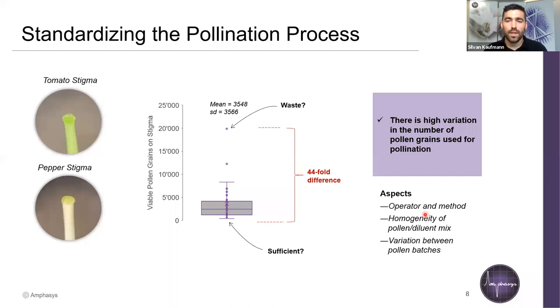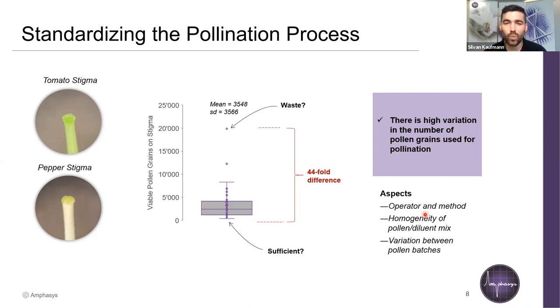For instance, can we ensure an operator-independent method that is unbiased and doesn't have any methodological flaws? Can we develop such a method which ensures that we always apply the same amount of viable pollen, just enough and not too much?